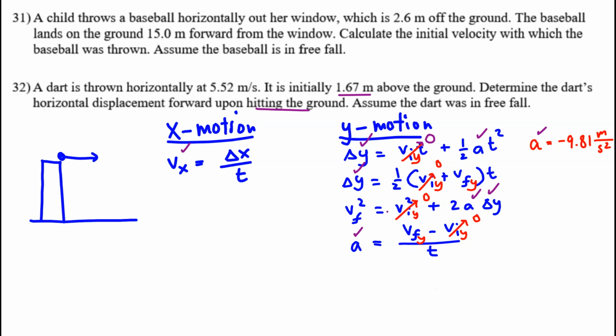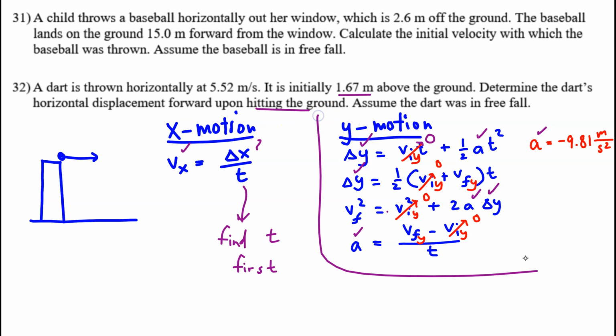So what can we do? What can we use to solve? Well, if we're looking for delta x, clearly we need to know the time, because this is the only equation with delta x. How do we find the time? Find t first. How do we find time? The same way we've been doing all along. Look over at the y-axis, the other one. Is there an equation that lets you solve for time?